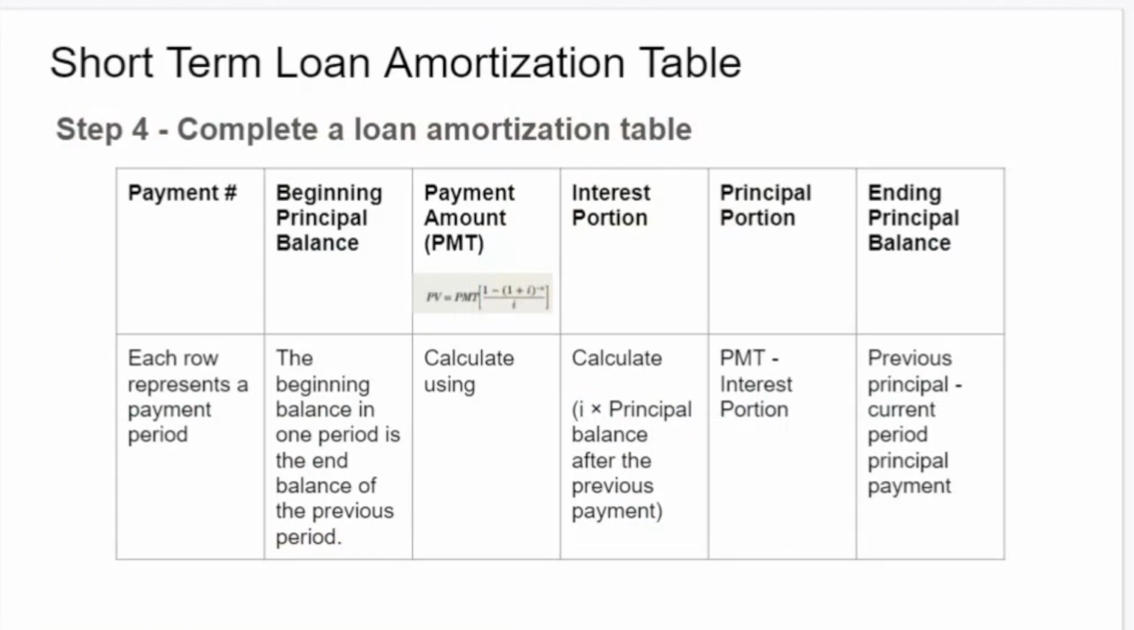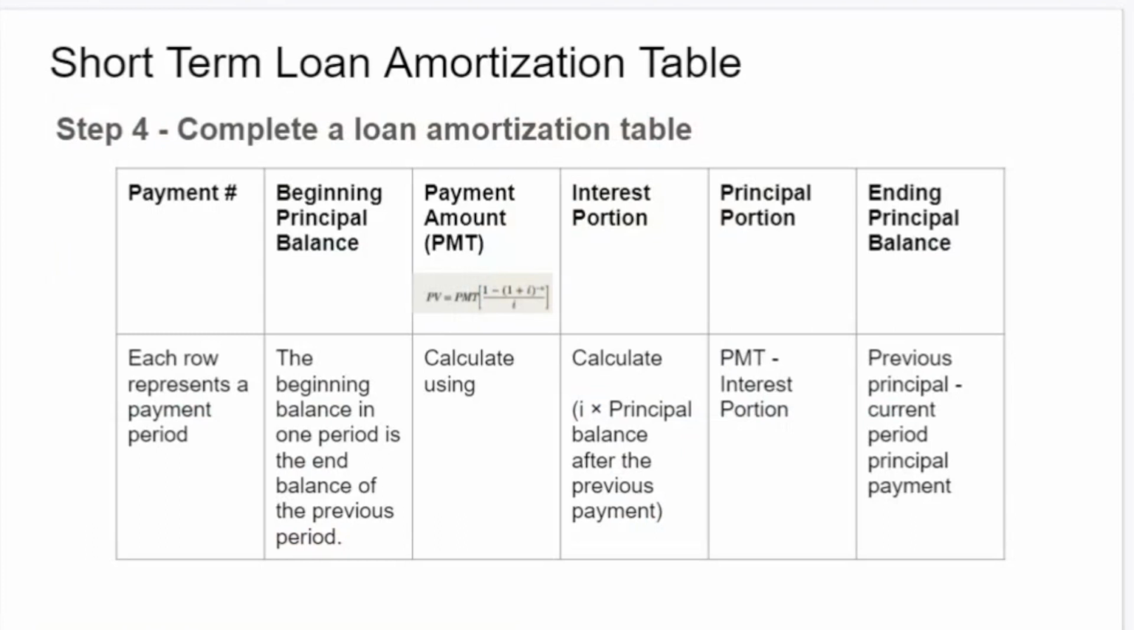The interest portion is just the principal balance at the beginning of the period multiplied by the periodic interest rate. And the principal portion is just the payment minus the interest portion. And the end balance is simply the beginning balance up at the beginning, less how much you paid on the principal, and that will give you the end balance on the principal.